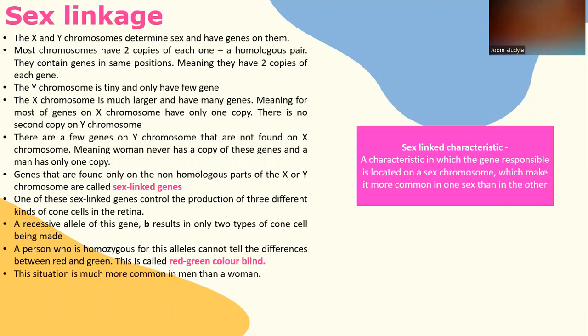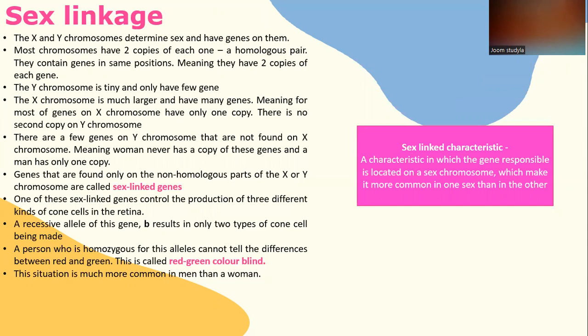Sex linkage. The X and Y chromosomes determine sex and have genes on them. Most chromosomes have 2 copies of each one, a homologous pair. They contain genes in the same position, meaning they have 2 copies of each gene. The Y chromosome is tiny and only has a few genes. The X chromosome is much larger and has many genes, meaning most genes on the X chromosome have only 1 copy. There is no second copy on the Y chromosome.